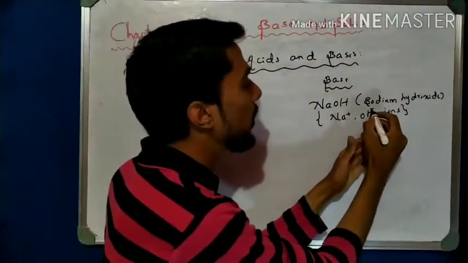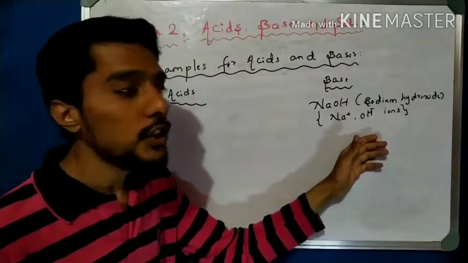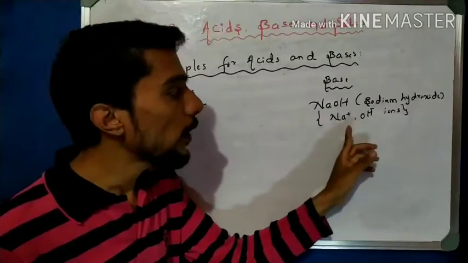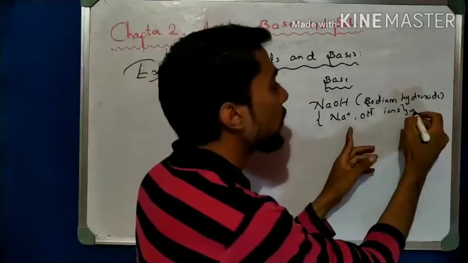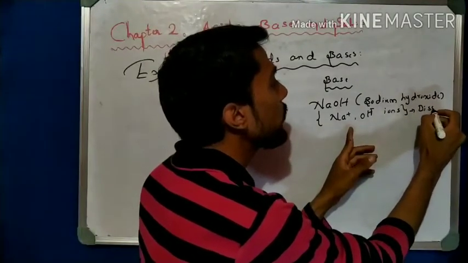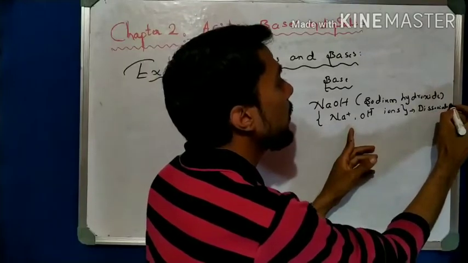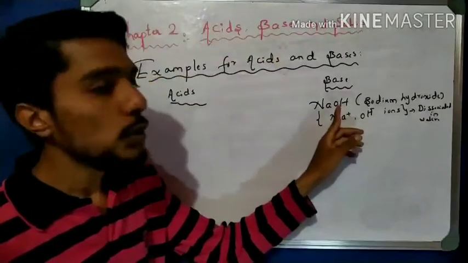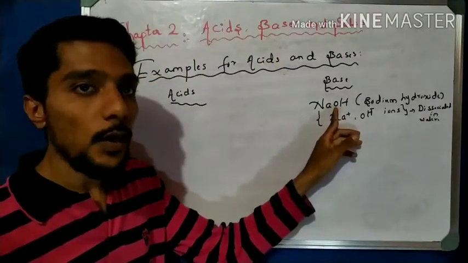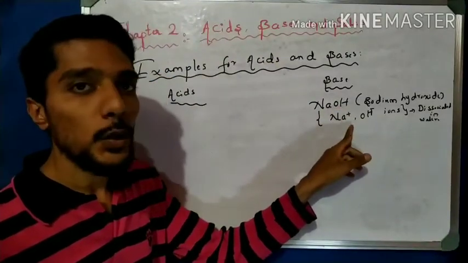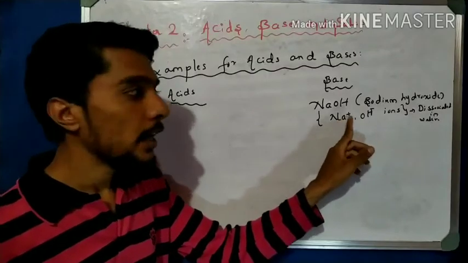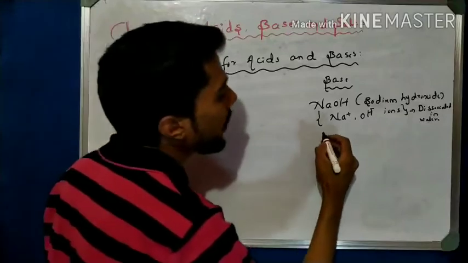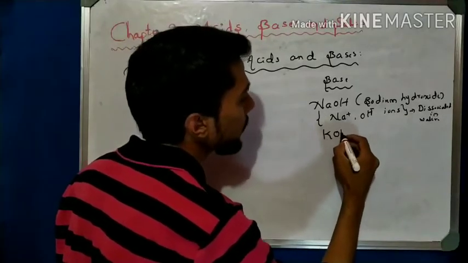In the definition we learned that a base gives OH minus ions when dissociated in water. When acids or bases are dissociated in water, they dissociate into H plus ions and OH minus ions, right? So that is important. Now come to another example, that is potassium hydroxide.